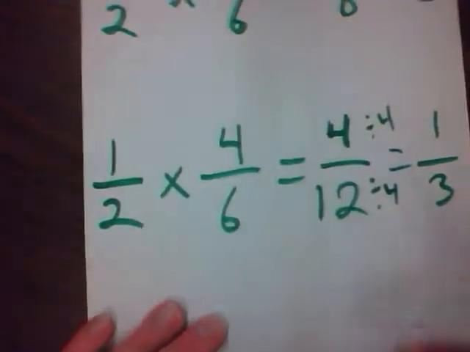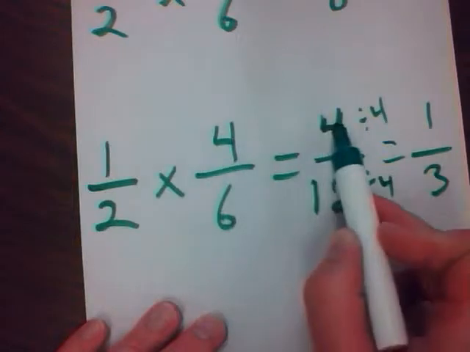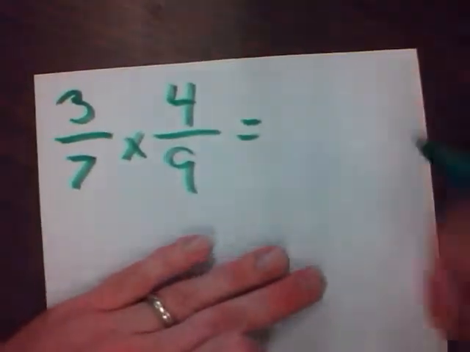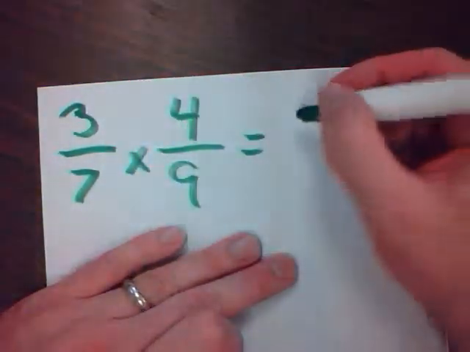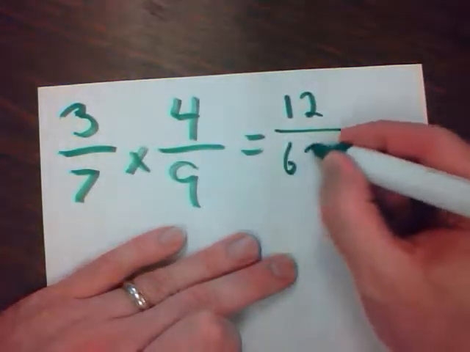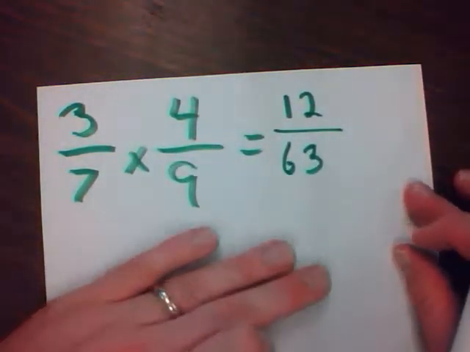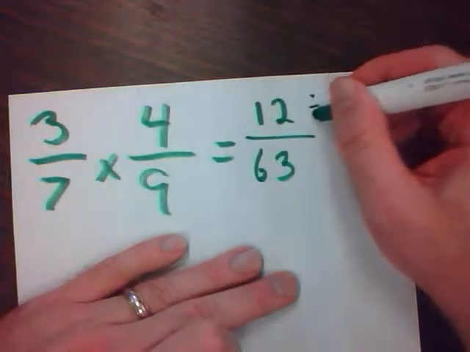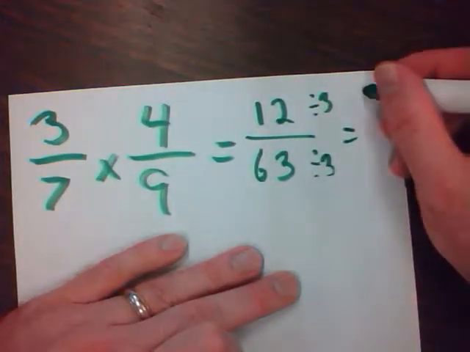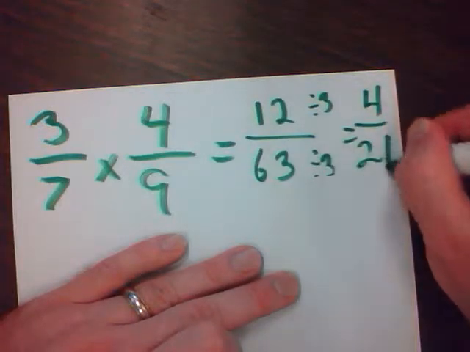When you're multiplying fractions, all you have to do is multiply the top numbers by each other and the bottom numbers by each other. Let me demonstrate with a slightly more complicated question. I simply do 3 times 4 is 12. 7 times 9 is 63. Once again, this is not in lowest terms. This is divisible by 3. This will end up equaling 4/21.